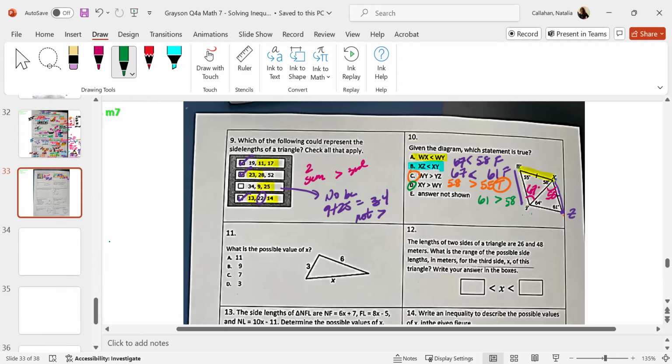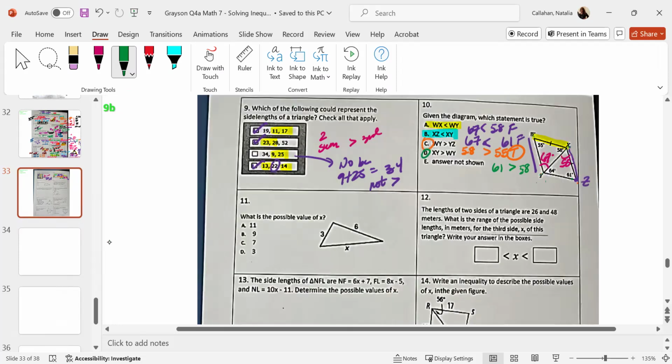What do you mean 67? What are you talking about? You put 61, it says 60. No. XY is 61. Does that make sense? Make sure you write what I'm writing down on your paper. You understand? Okay. All right, number 11.